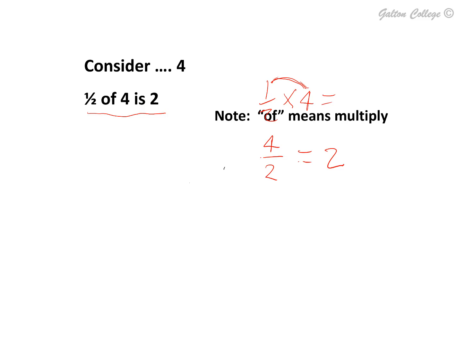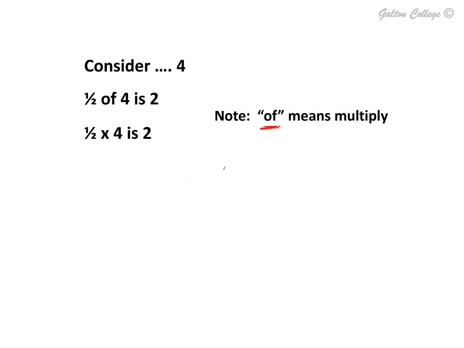I should get rid of my scribbling before I bring up something new. Keep it tidy. Right, so when we say of, and we're talking about fractions, this is important. It means multiply. So whenever we see the word of, it means multiply. A half of 4 is 2, is the same as a half multiplied by the 4. So those two are the same. The of and the multiply are the same.